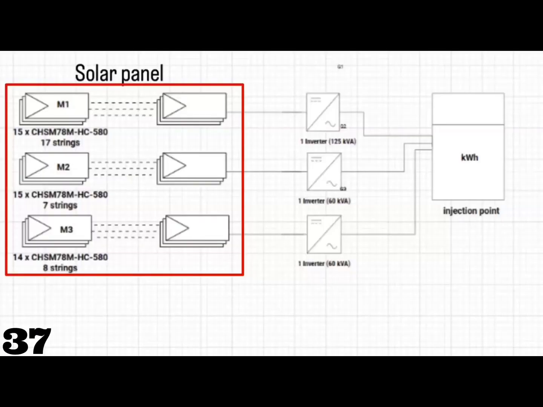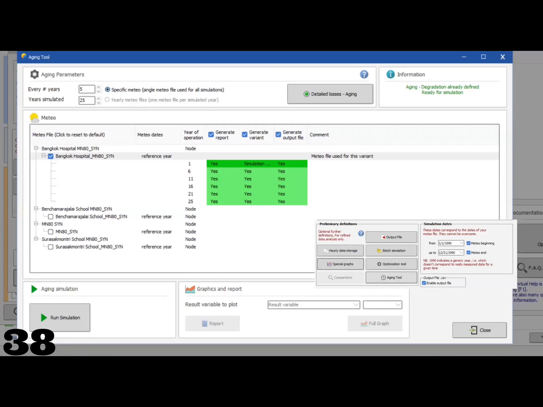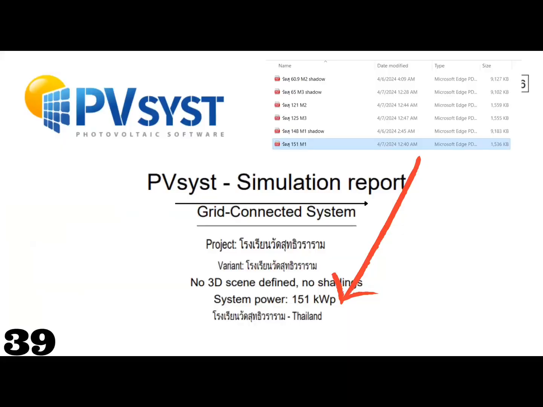And this is the single line diagram of the three solar rooftops. M1 to M3 represent the load. And once you've done all these steps, we simply generate the report by running the simulation. This is how the report would look once you're done running it.